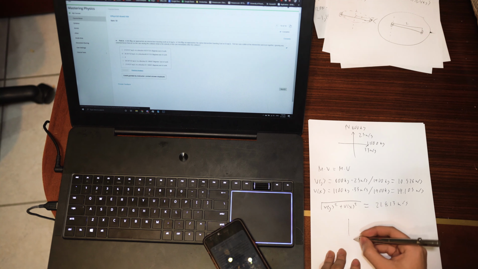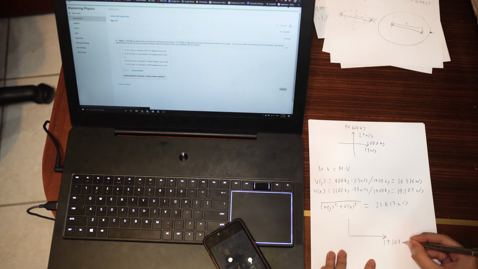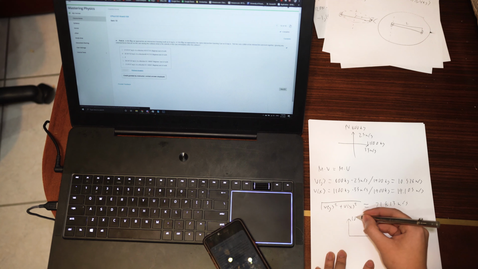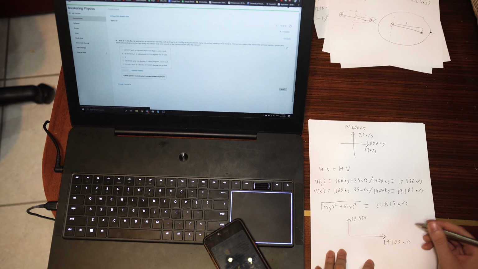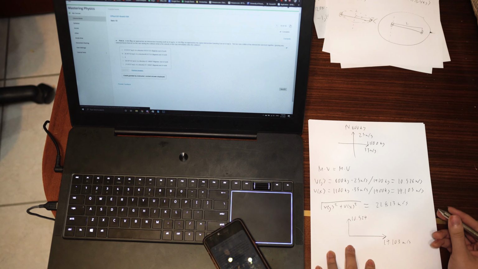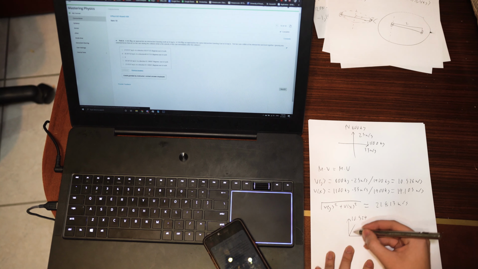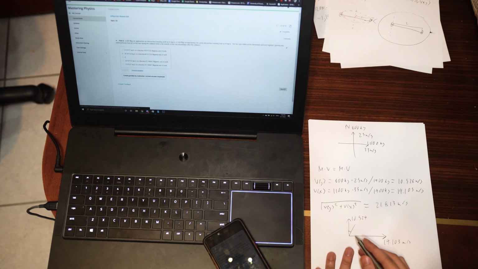So if I graph these two velocities that I calculated, right? I have velocity in the x direction of 19.103 meters per second. And I have a velocity in the y direction of 10.526. And this question is asking me about the direction in terms of degrees east of north, which means my angle that I want to calculate for is this here.